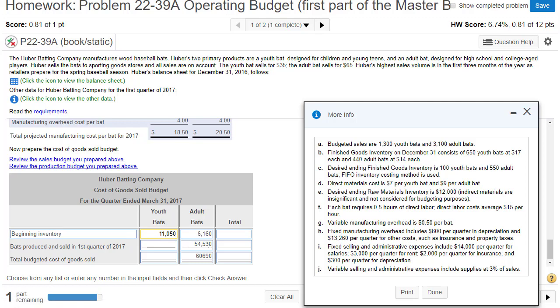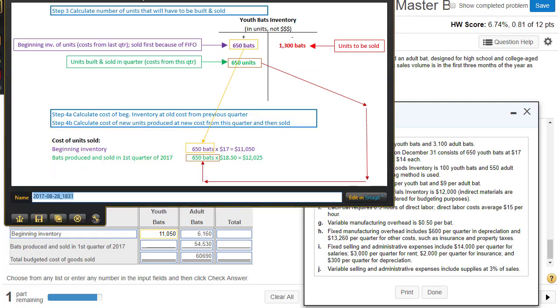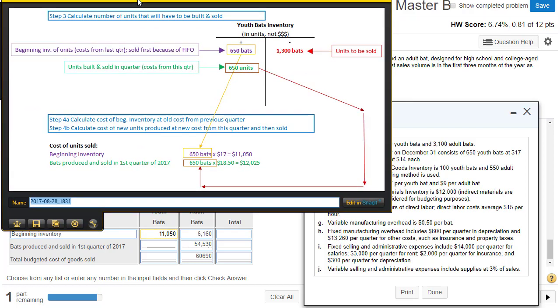Switching back to my screenshot, we are now working on the bats produced and sold this quarter. So those 650, follow the arrows. So we get 650 down here times $18.50. Now notice these bats were produced and sold this quarter, in the first quarter. So how much is the cost per bat in this quarter? $18.50. And I'll show you where I got that from.